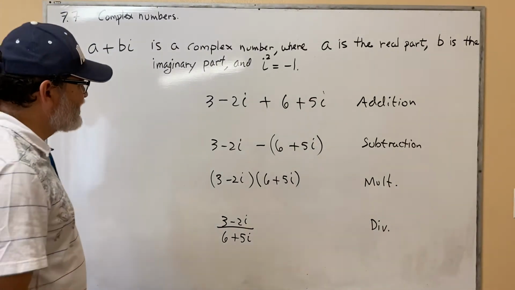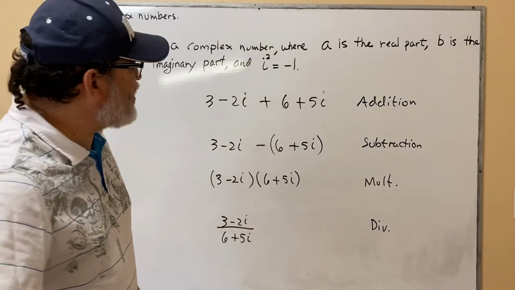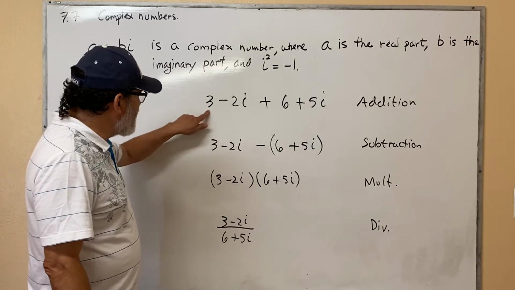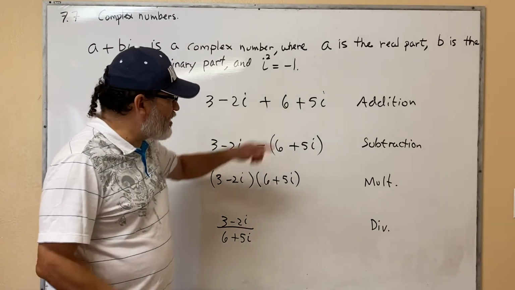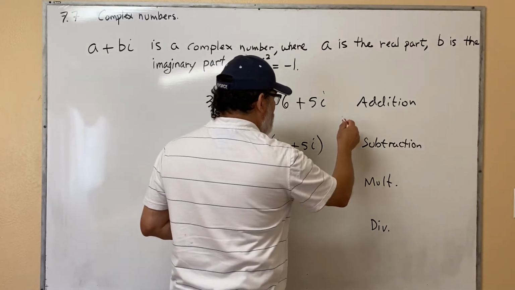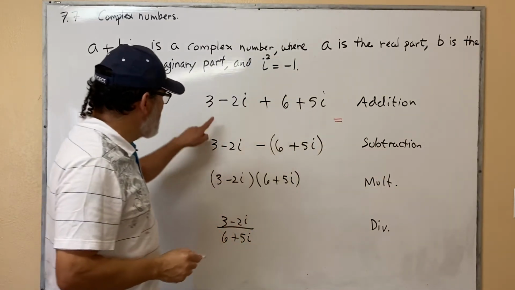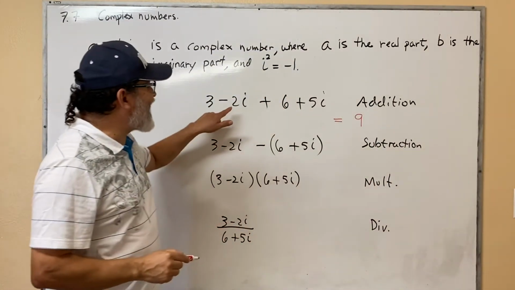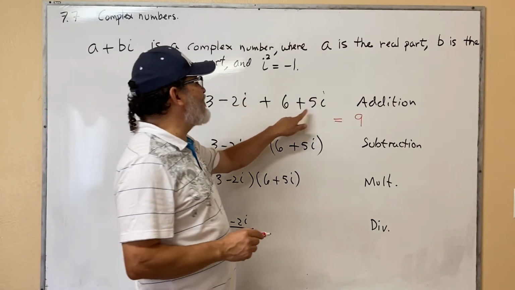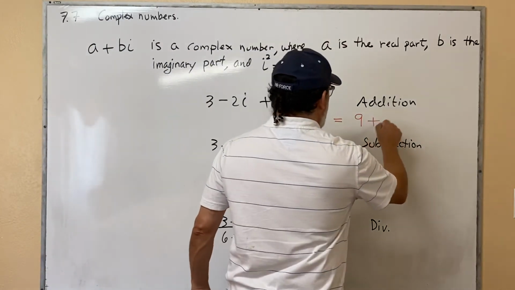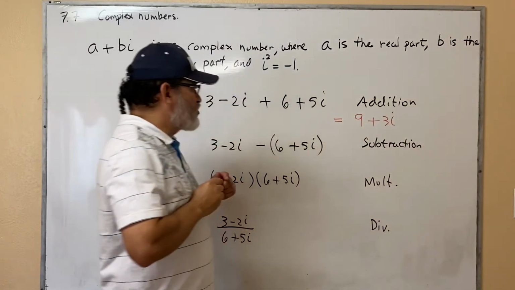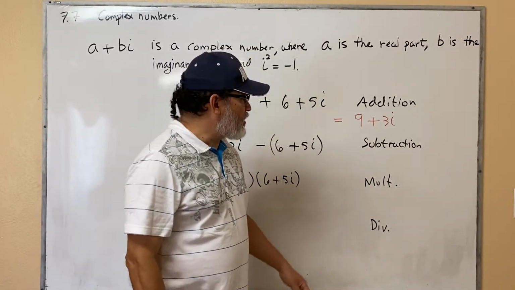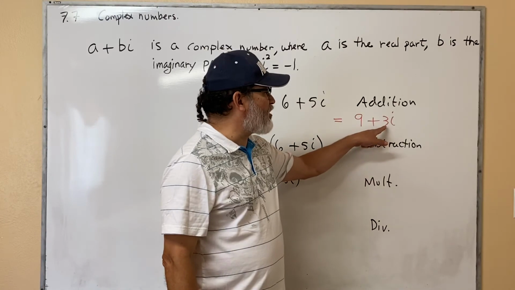Look. For the first one, addition. All you have to do is combine like terms. What's 3 plus 6? So when you add, what do you get? What's 3 plus 6? 9. What's negative 2i plus 5i? Plus 3i. So when you add these complex numbers, you get a complex number right there. Look. Where the real part is 9, the imaginary part is 3.